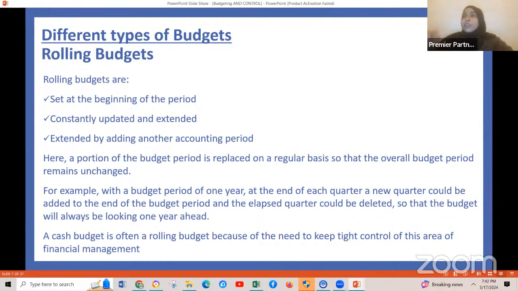When one quarter ends, you plan for another future quarter and make sure you always have a 1 year plan. Right? So you delete the elapsed quarter and add one more quarter and plan ahead. So always you have to keep planning on a month by month basis. But your plans are more likely to be very accurate because they are going to be up to date, but it's going to be very expensive and a tedious task to do a rolling budget.